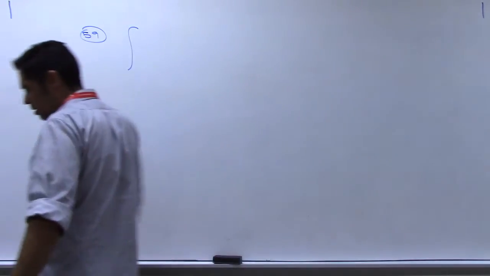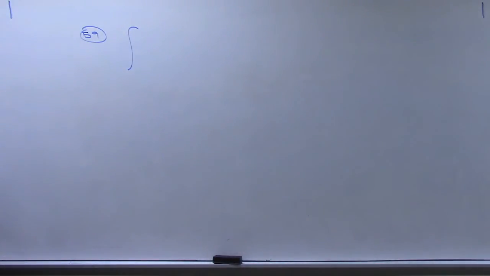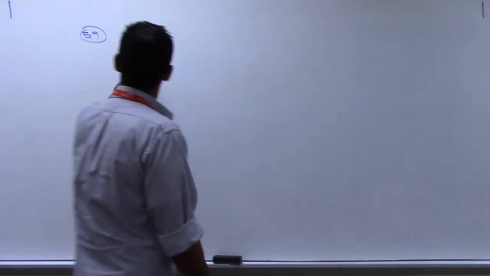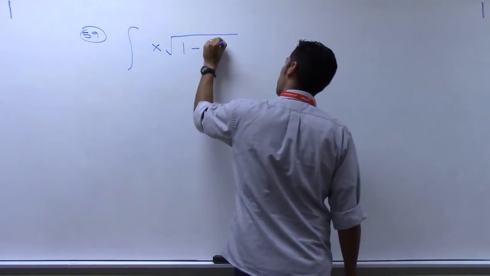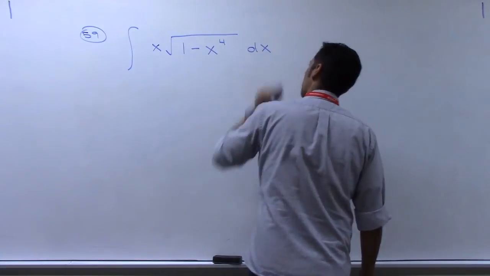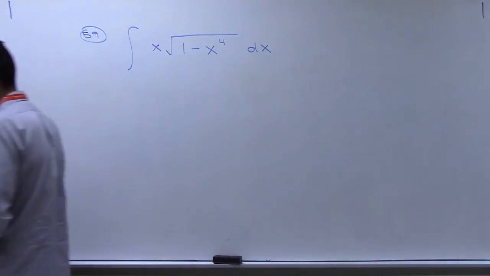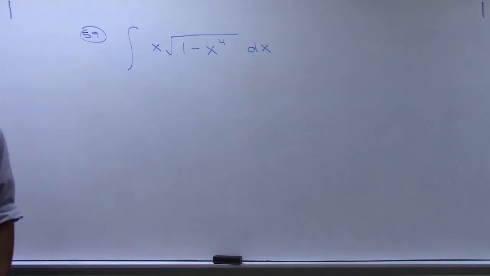Integral x root 1 minus x to the 4th dx. Now hold on a second. We have x to the 4th there. We've never seen that before. It's always been x squared.